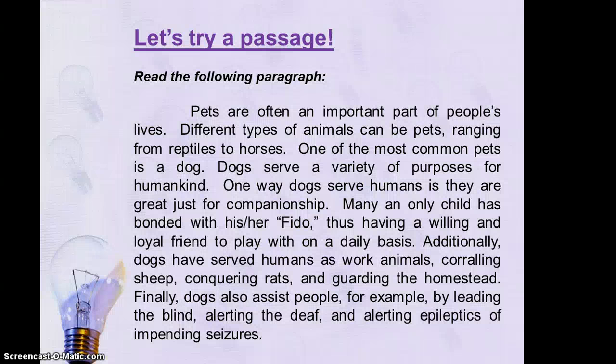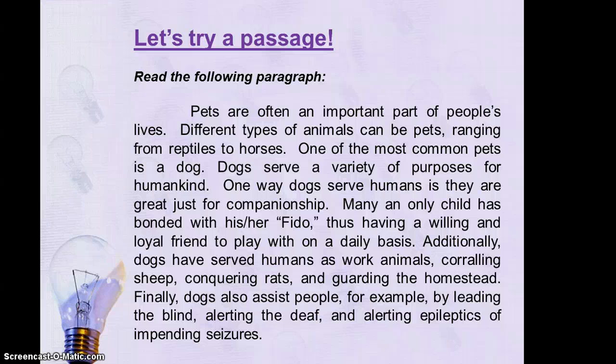Okay, so let's try looking at a passage. We have here the following passage. Pets are often an important part of people's lives. Different types of animals can be pets, ranging from reptiles to horses. One of the most common pets is a dog. Dogs serve a variety of purposes for humankind. One way dogs serve humans is they are great just for companionship.